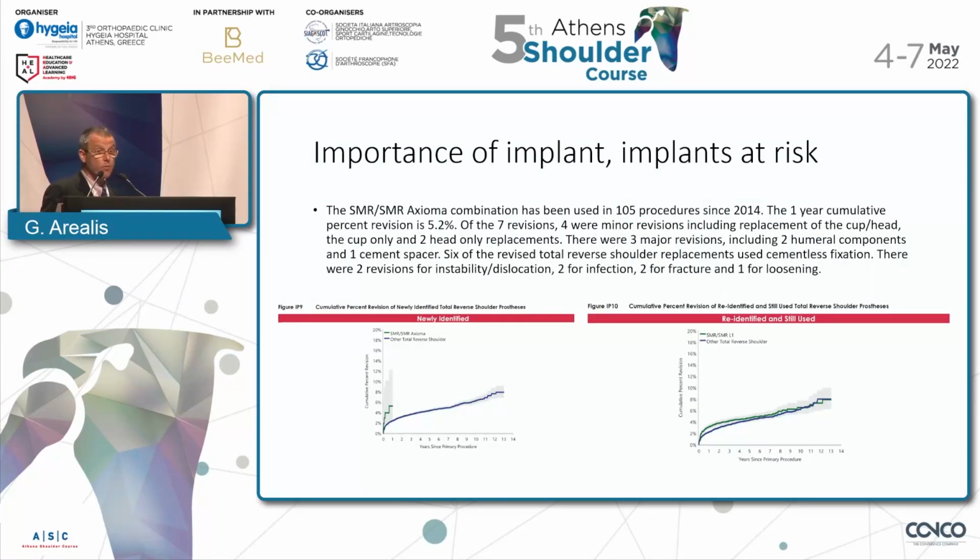And it's very important to know your implants. So there are some implants or implant combinations that have a high risk of failure irrespective of where you use them or what scenario you use them for. This is just one, the SMR Axioma from the Australian registry. This is a very good registry, no matter what kind of joint replacements you do, to look into and find out implants that you may be afraid of, or look into whether they have some higher risk.